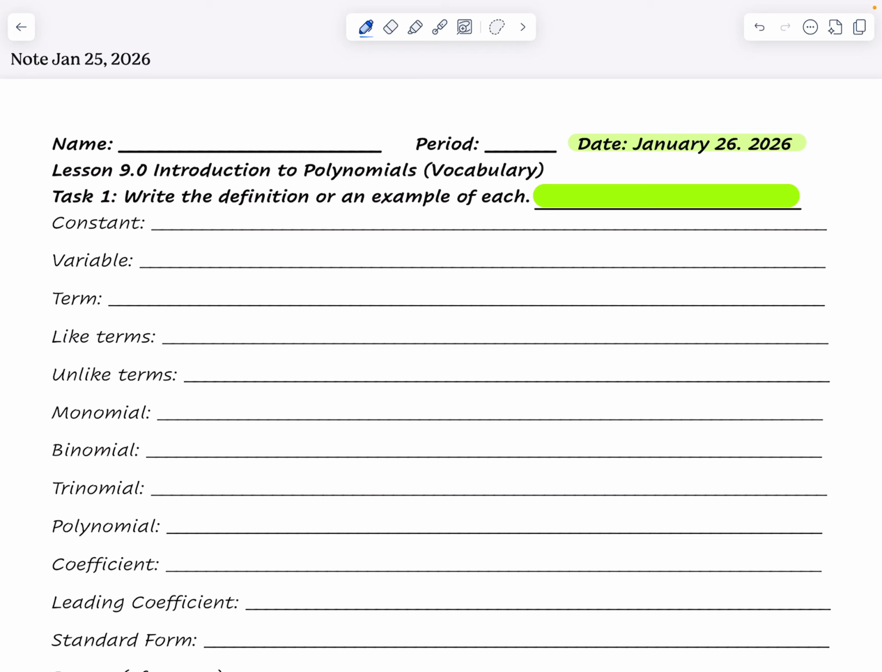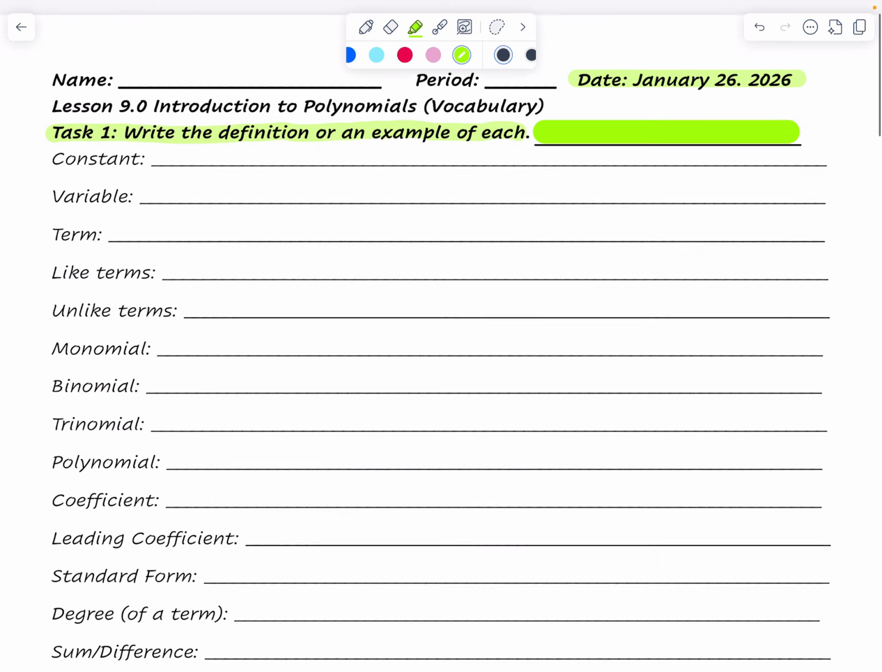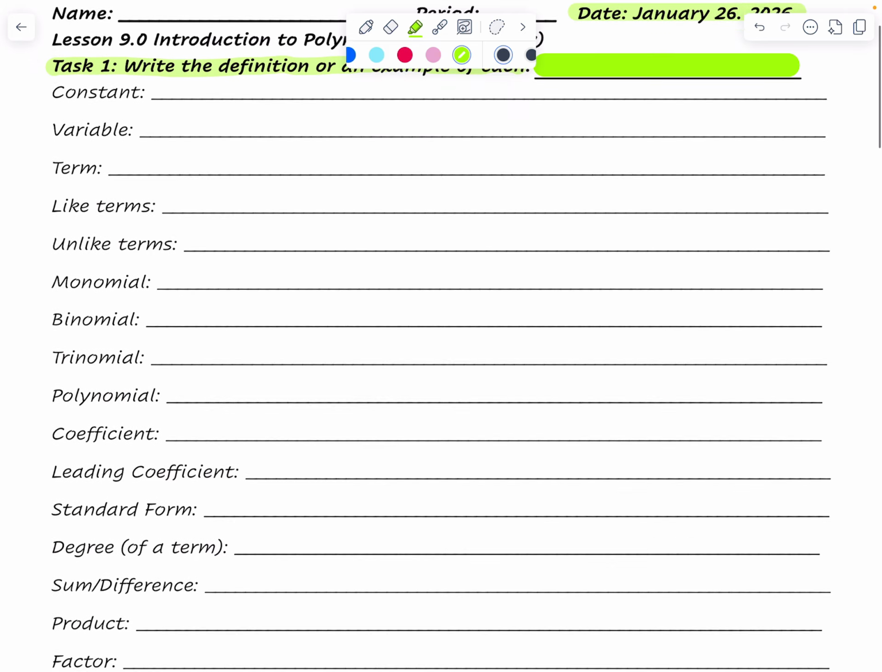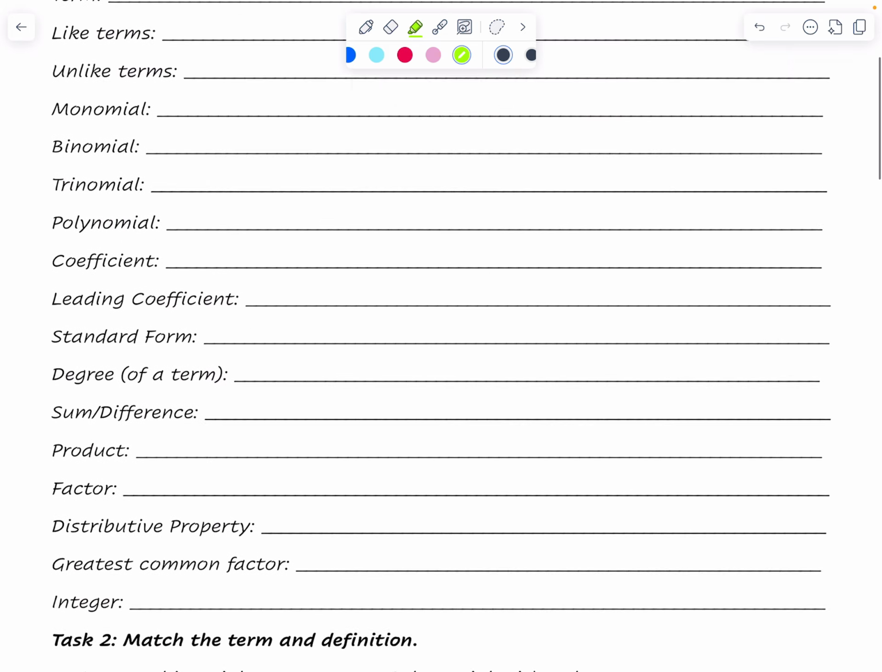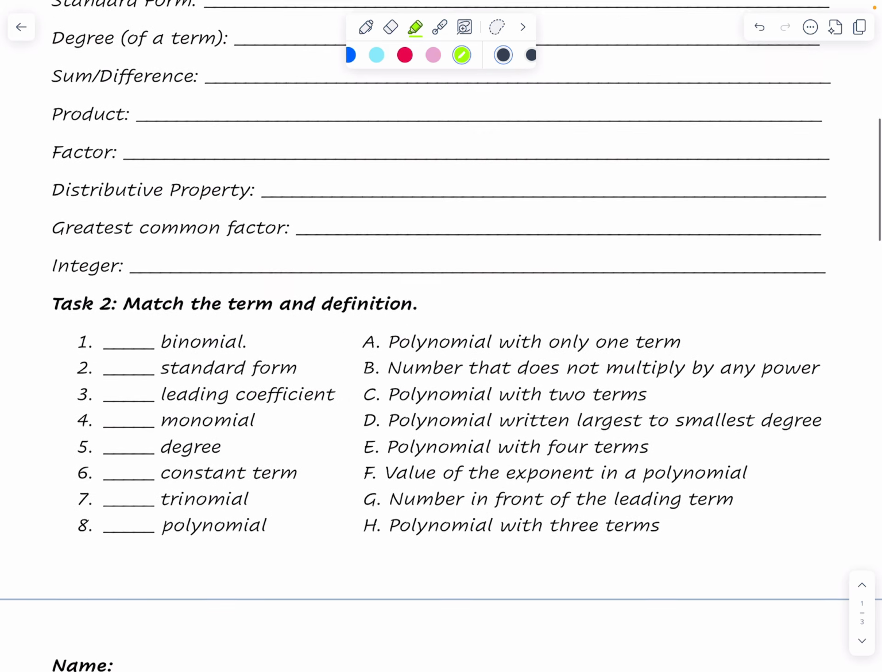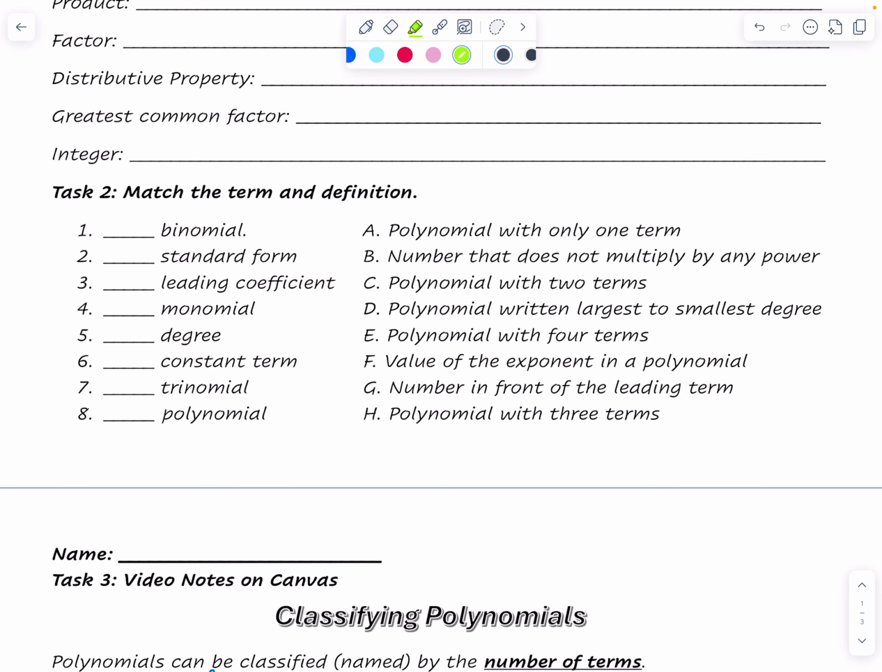Now, if you are doing this part of the lesson, I'm assuming that you've already completed task 1, which was writing the definitions for each of these vocabulary terms. And I also suggested that you could write down an example of each one. Now, even though I gave you a website, you were welcome to use any website or internet source that you could. For task number 2, you would then use those vocabulary terms to match the term and the definition.